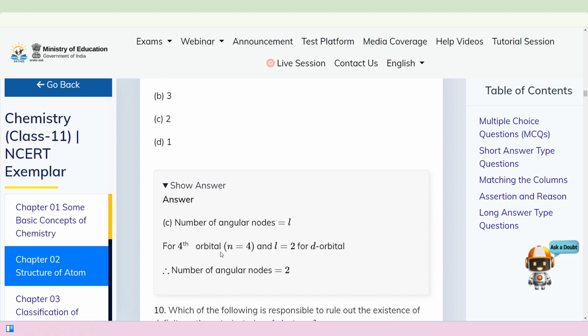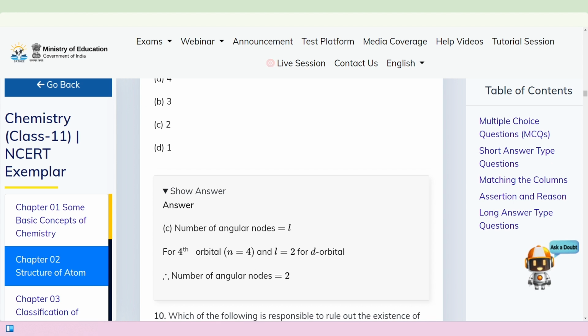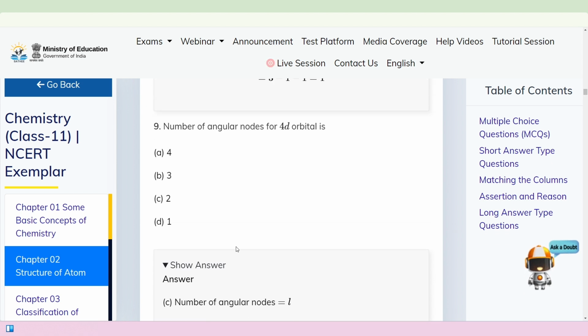Now this is true for any orbital. We are not even dependent upon the principal quantum number for the angular nodes. It is totally dependent upon the subshell that we are defining, right? So for that reason, we will have the same number of angular nodes for any d orbital. It will always be equal to 2. So the number of angular nodes is 2. Is this clear? Okay.